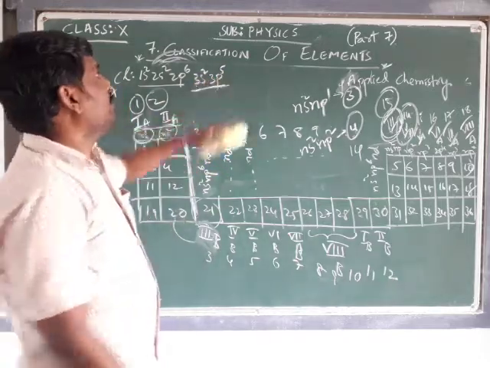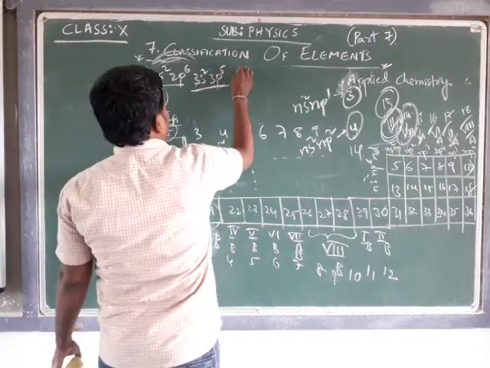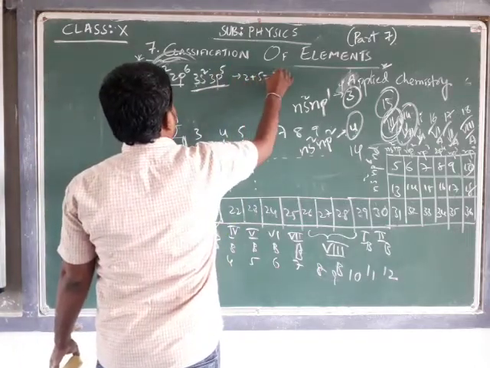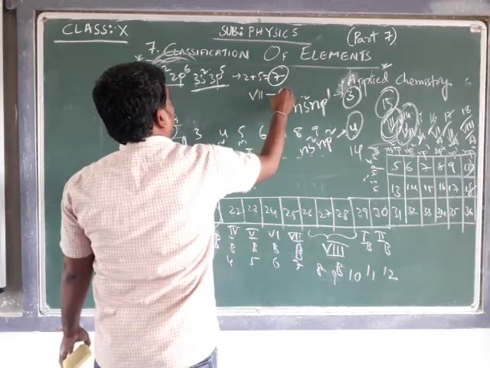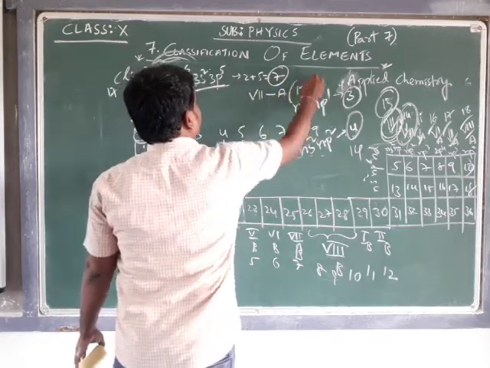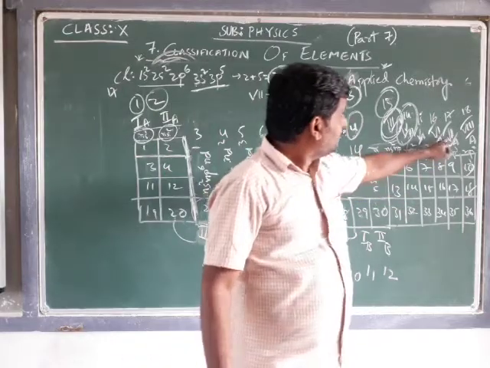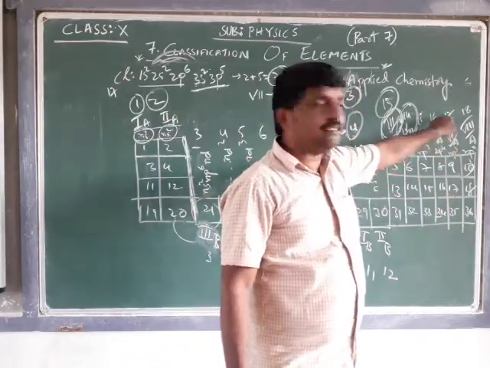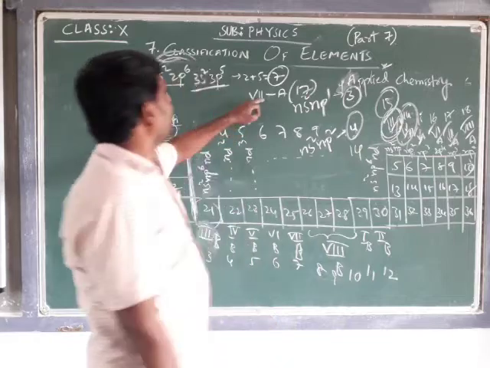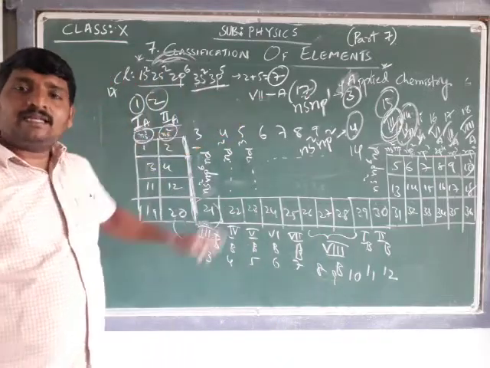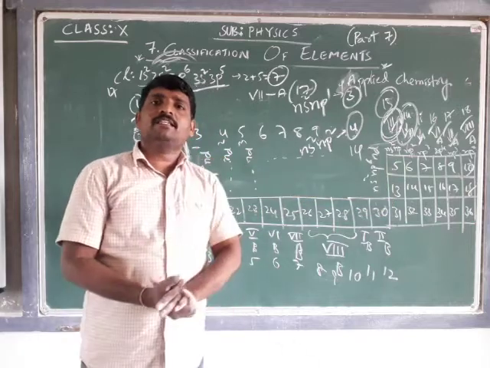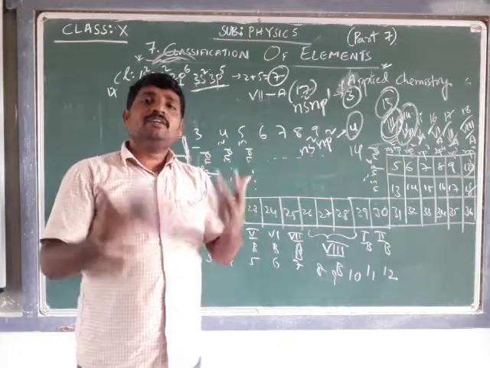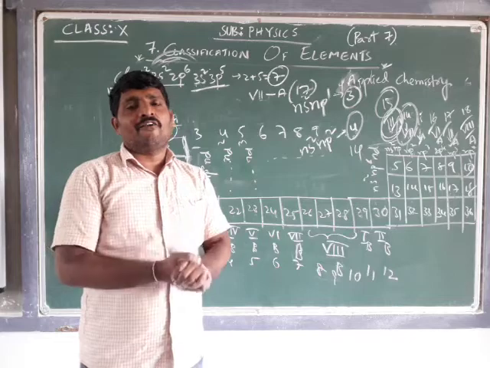NS2 NP5, that is 2 plus 5, which is equal to 7. So it is going to be under the 7th A group, nothing but the 17th group. See, chlorine is 17, 7th A group, that is nothing but the 17th group. Like that we can identify. That is the general configuration of the respective group, and it shows in which group that element is going to fall.